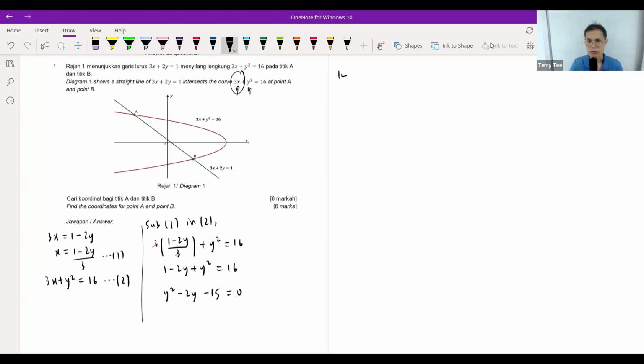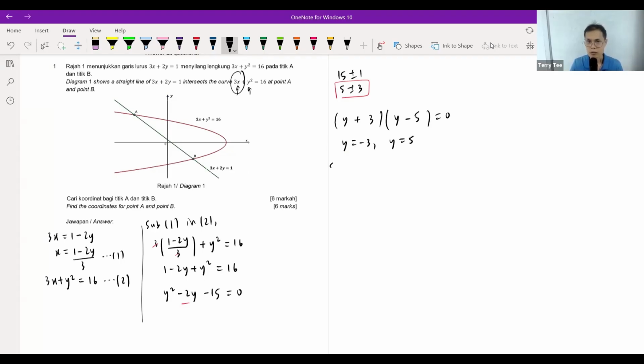So let's work out the factors of 15. Factors of 15: 15 and 1, 5 and 3. The combination that gives us 2 is 5 and 3. So I'm going to put the double bracket over here. You have y and y, 5 and 3. In order to get -2, the bigger number 5 must be negative. Smaller number 3 must be positive. So my y is either -3 or 5.